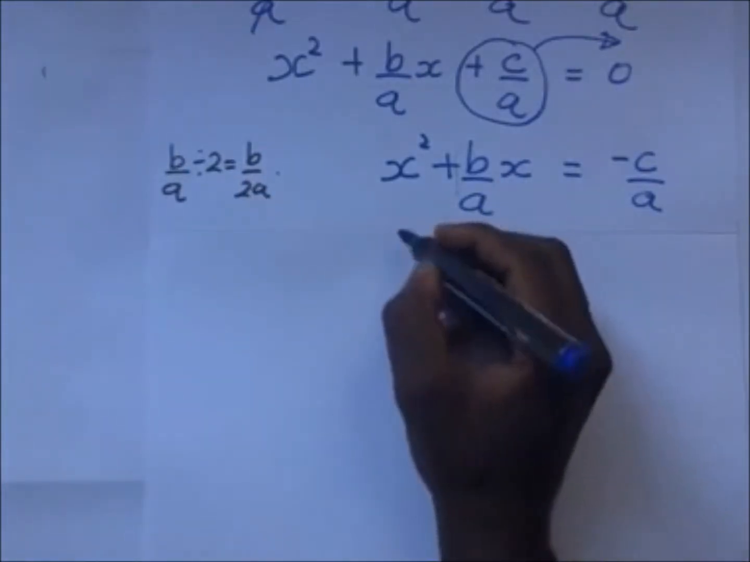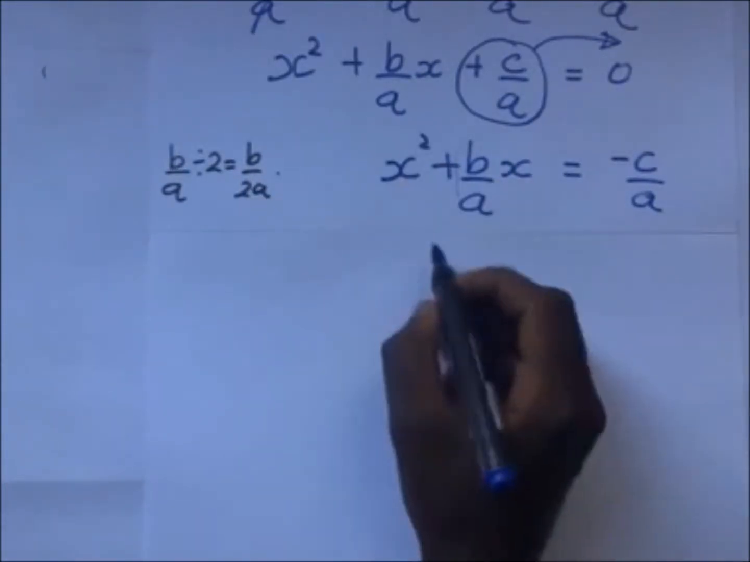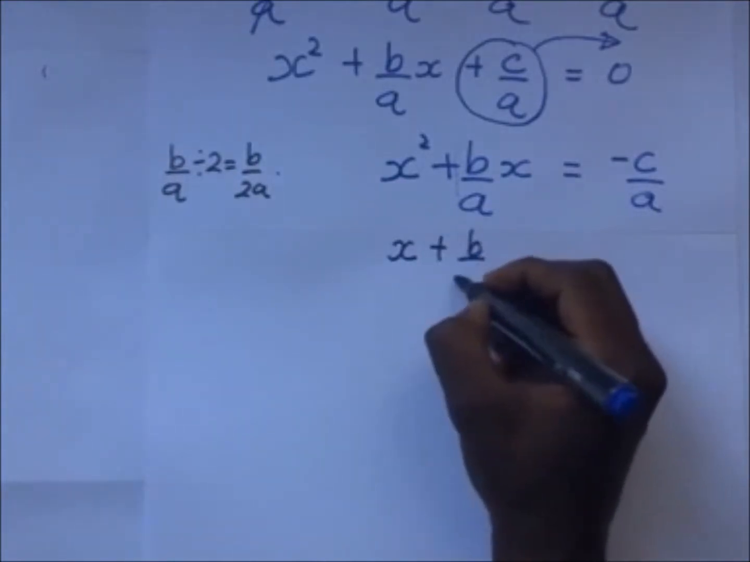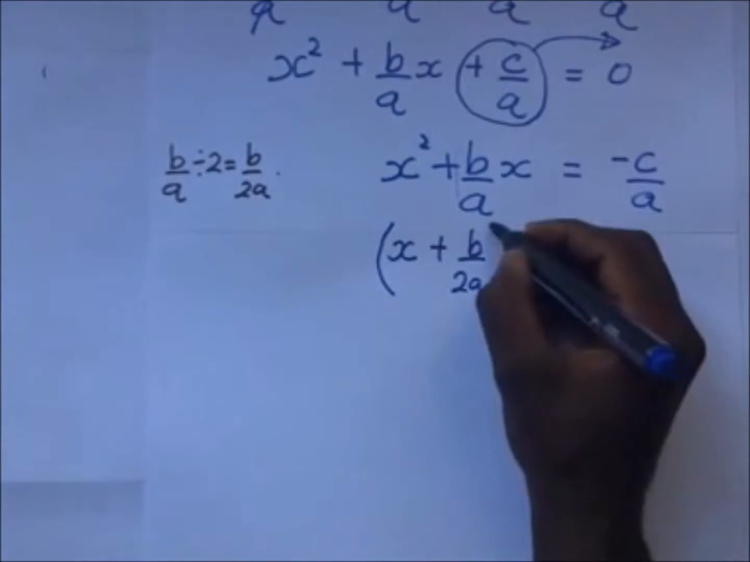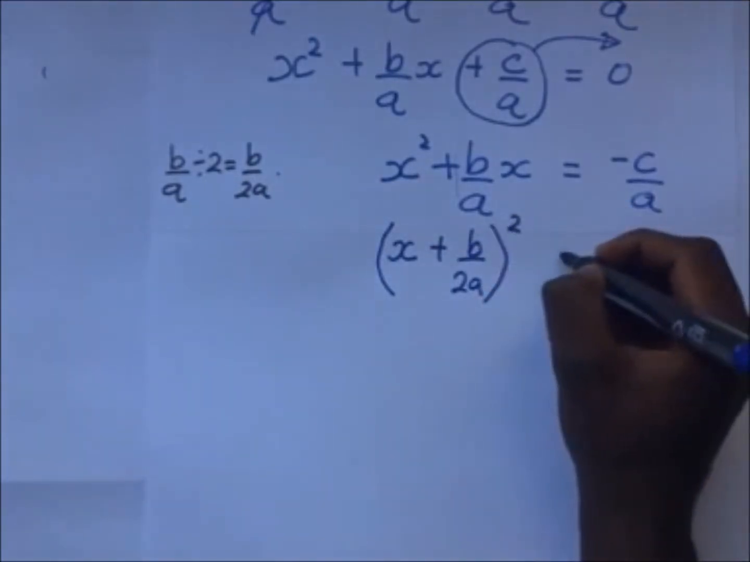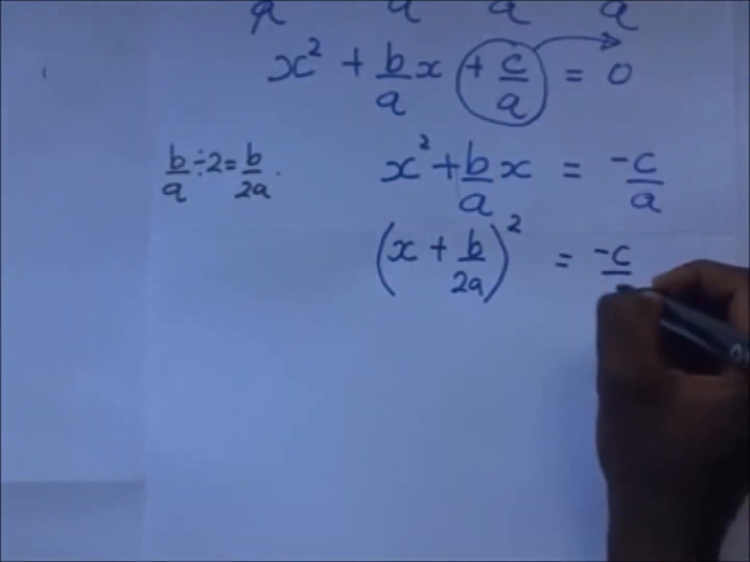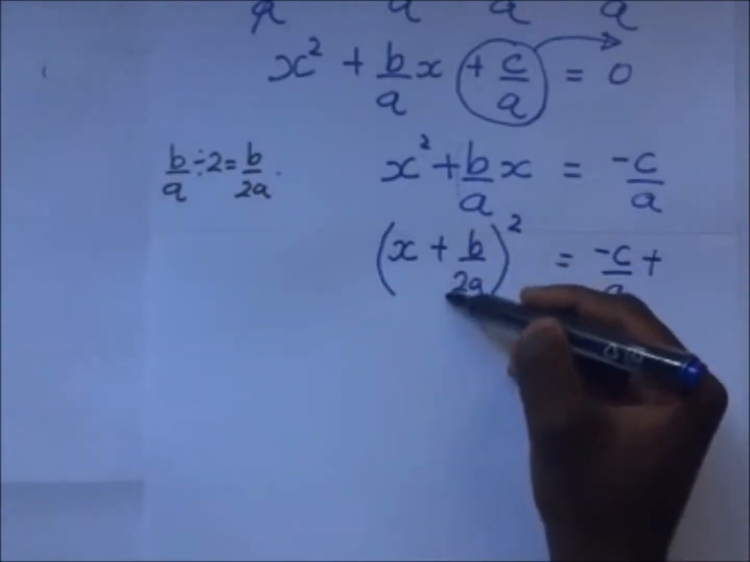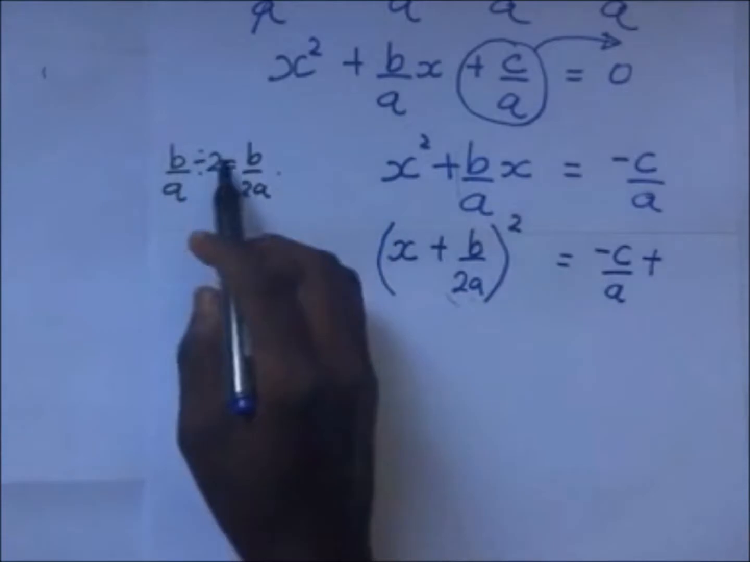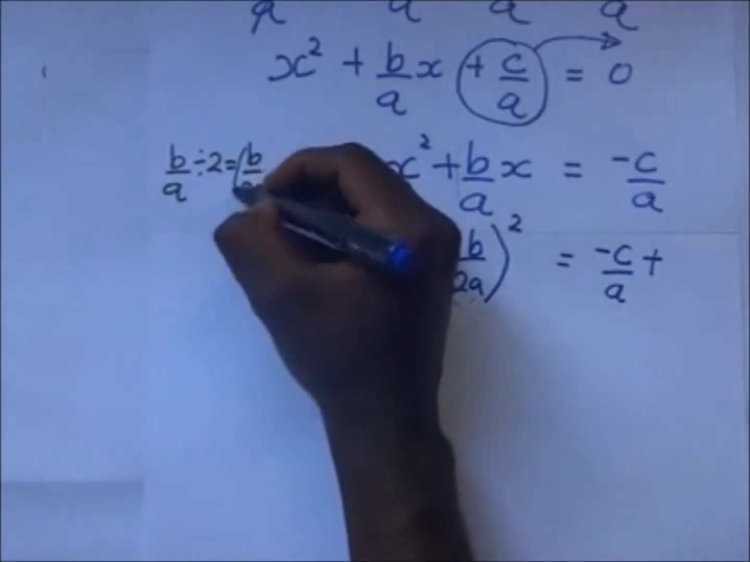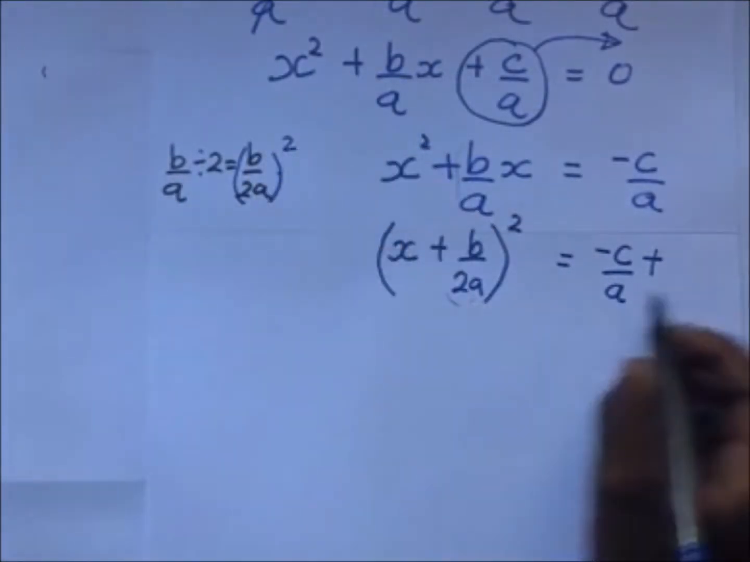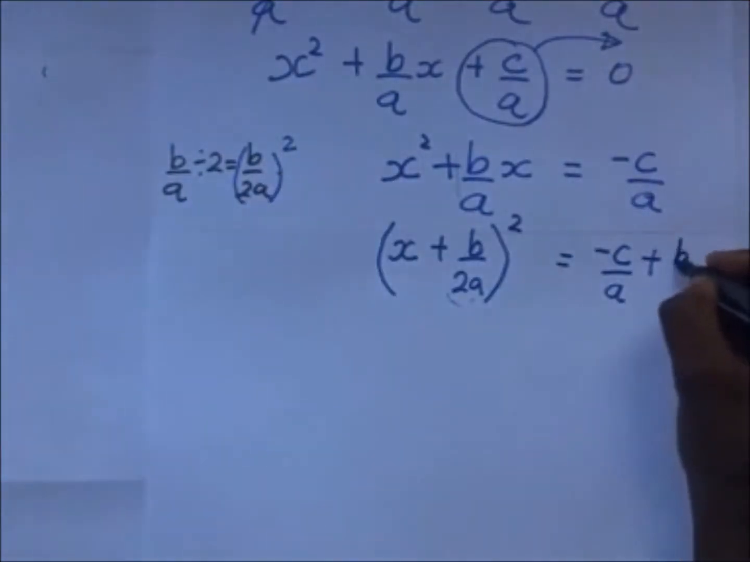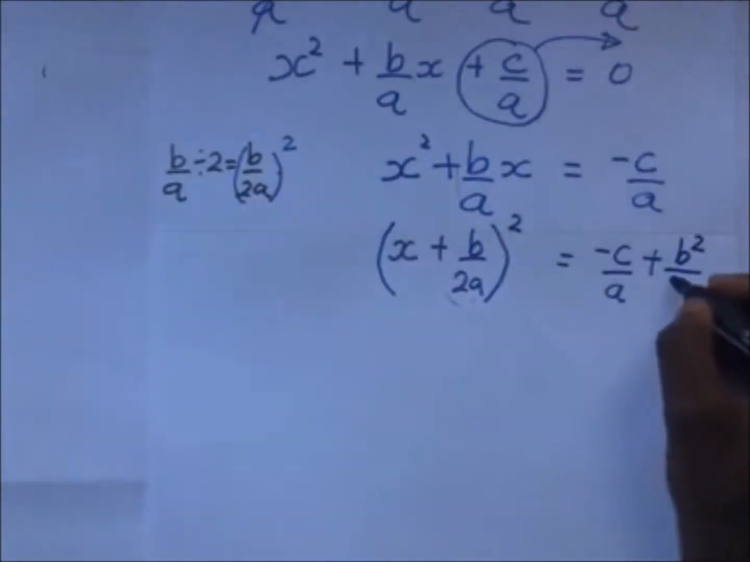So after dividing this by 2, our perfect square is going to become x plus b over 2a, squared. It's going to be equal to negative c over a. And now we are going to add the square of what we got here. We divide by 2, then what we get, we square it, and what we square is what we add here. So this squared is going to become b squared over 4a squared.